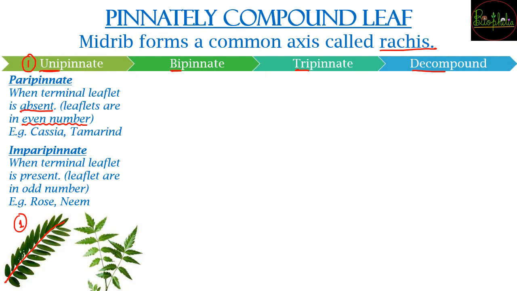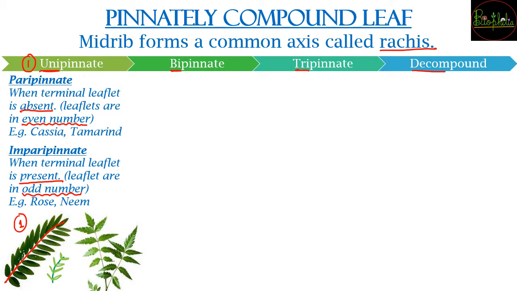First of all, if you want to draw a diagram, this will be your common rachis, and over here one leaflet here, second, third, fourth, fifth, sixth, seventh and eighth. In the center, the terminal leaflet will be absent, that gives you an even number of leaflets. Now if you speak about imparipinnate, where the terminal leaflet is present, giving you an odd number of leaflets, found in the case of rose or neem.